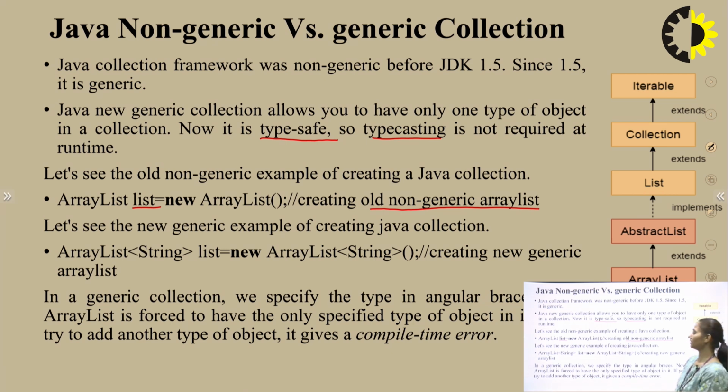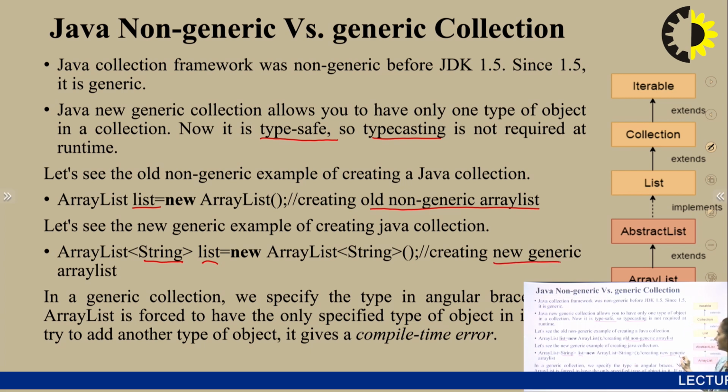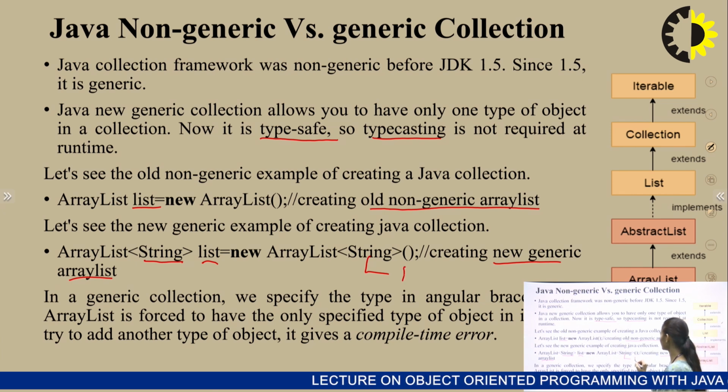Now let's see the new generic example for creating a Java collection. Now we are saying that the array list is going to be created with the help of this angular bracket. We are putting inside of this the data type which we are going to create for this array list. Now we are saying this array list is going to create a list of string elements. So in this list we are going to create elements for the list of string values, and with this new generic collection we have created the array list with the data type present inside of this. In a generic collection we specify the type in angular braces, which means the data type is presented here in the angular braces.